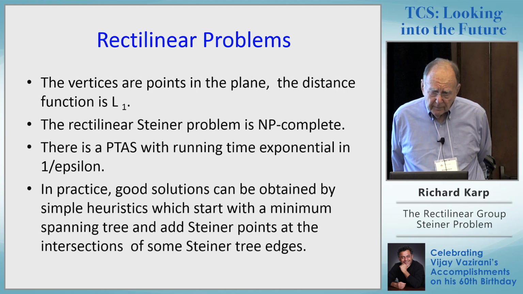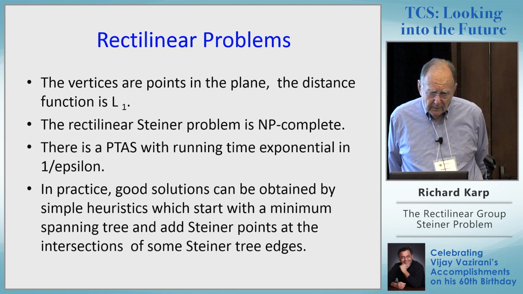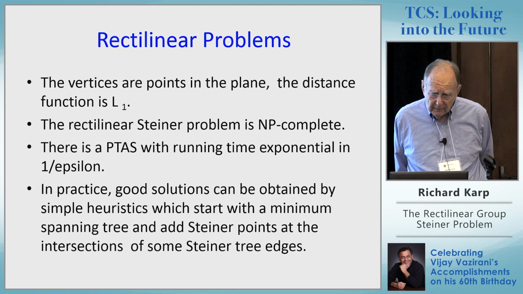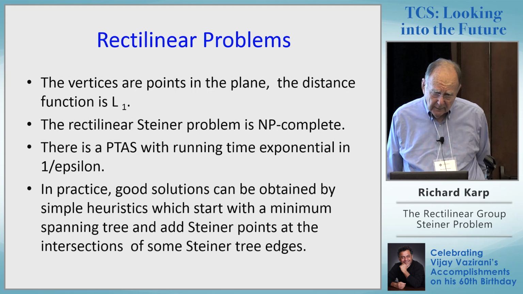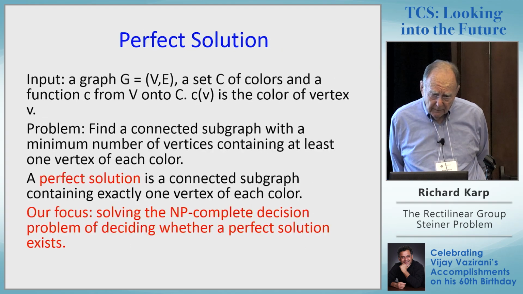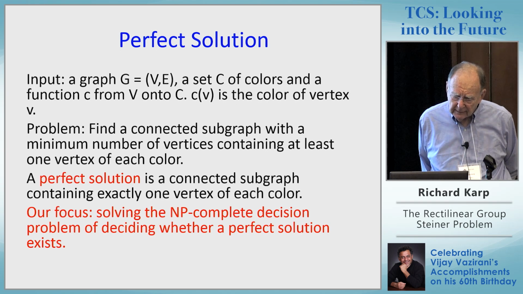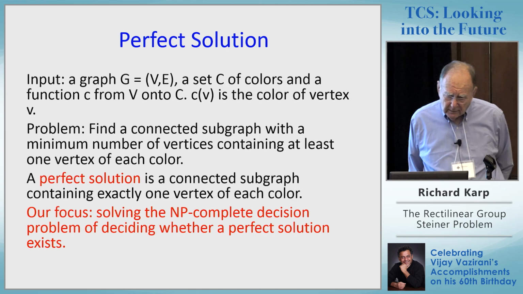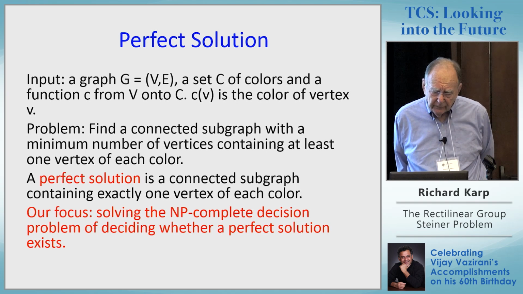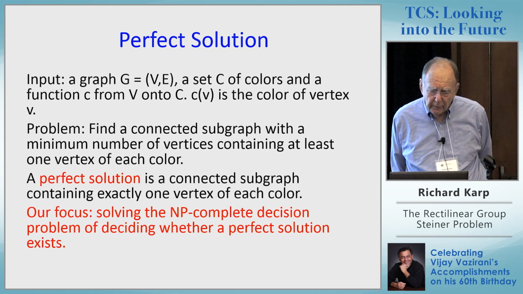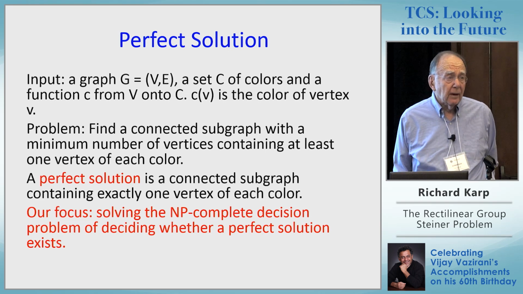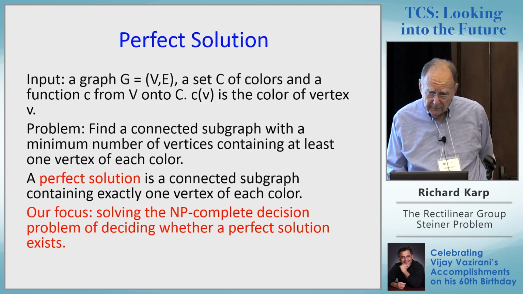I'll further restrict the problem by assuming that the graph is a grid with each cell of the grid containing a single vertex of a particular color. And a perfect solution will be defined as a connected subgraph containing exactly one vertex of each color. And our focus in this part of the talk will be to solve this decision problem of deciding whether there's a perfect solution, a connected subgraph containing exactly one vertex of each color.